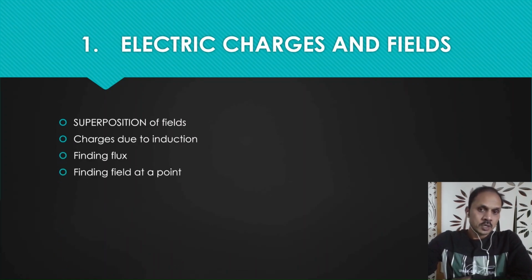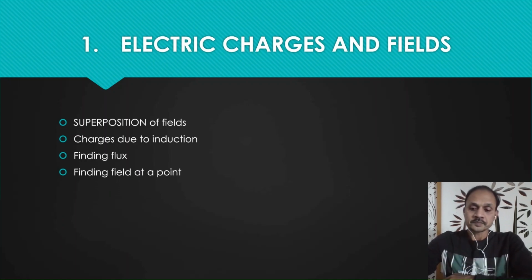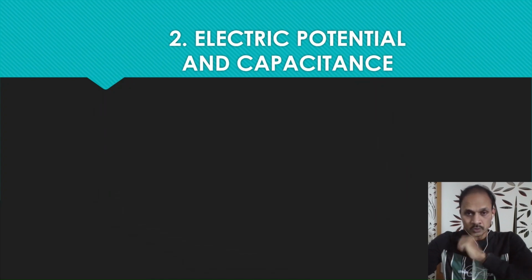Next, flux and field. Both are Gauss law applications. For example, a charge is placed at a corner of a cube and find the flux through the entire cube. Find the flux through each face of the cube. This type. Similarly, finding field. These are directly there in the derivations also. Next, going to next chapter.